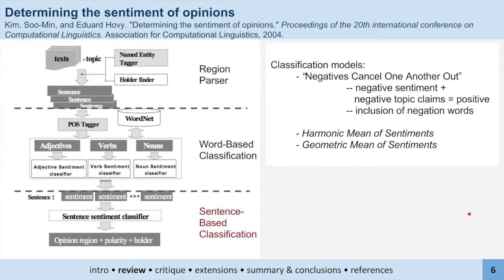At the very last, a sentence-based method will use the word-based results and combine them to produce a trinary classification of the sentiments over the opinions. Here, 3 models are used: a negative-cancel-one-another-out model, a harmonic mean, and a geometric mean.